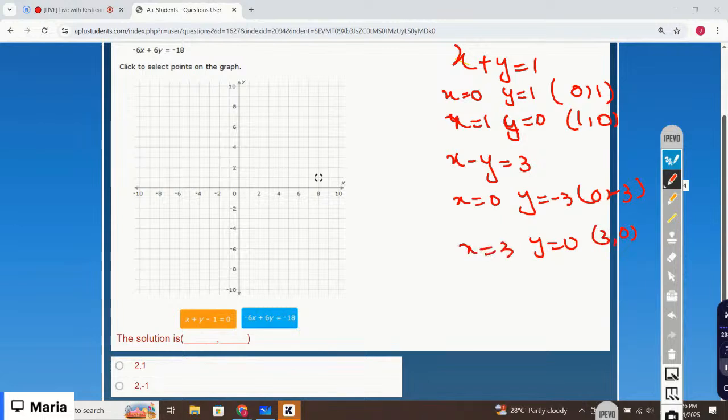Now we have the x and y intercepts for both equations. X is 0, y is 1. X is 1, y is 0. I'm going to draw a line using these 2 points for the first equation.